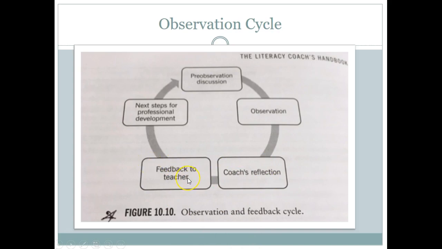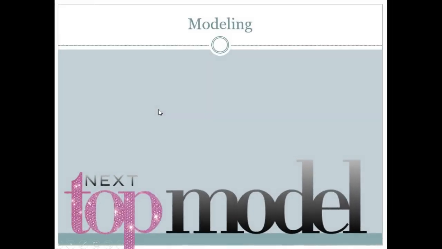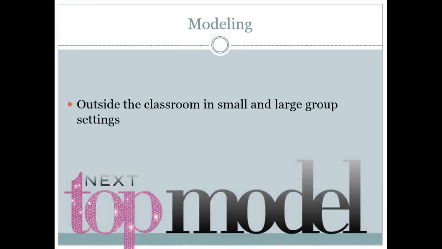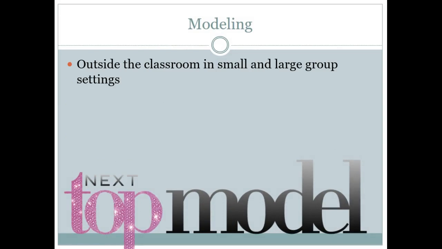I like to meet in person to give feedback to the teacher, and then through that meeting plan next steps for professional development, which should then lead into the next cycle of observation where you're seeing them implement what they've decided for next steps. All right, and lastly, in the classroom can be modeling.